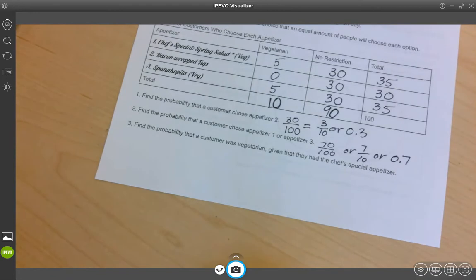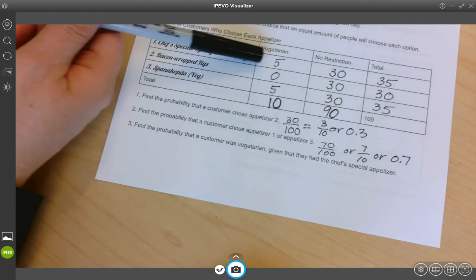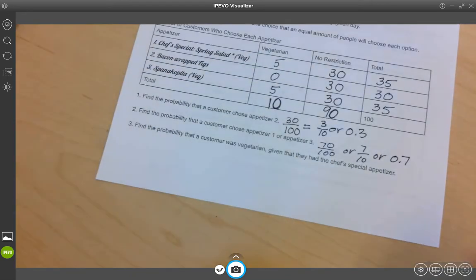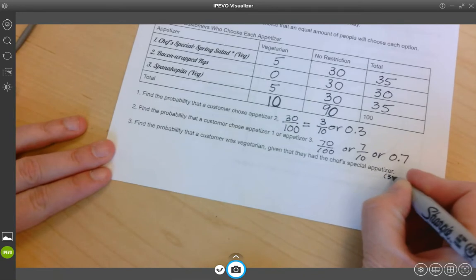All right, find the probability that a customer was vegetarian given that they had this chef special appetizer. So remember, when you say given, it means that your denominator is no longer 100. How many people had the chef special appetizer? Let's see, it's this one, the salad. How many people had the salad? Yeah, so it's going to be out of 35.